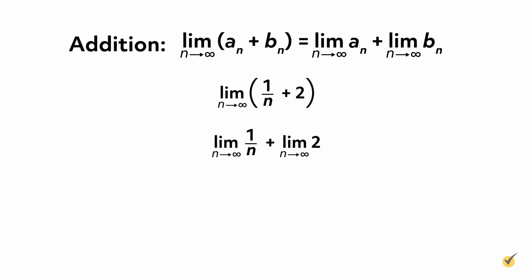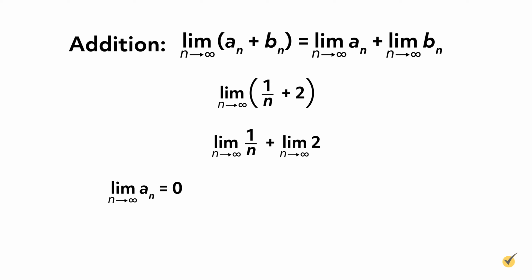We've already found that the limit as n approaches infinity of 1 over n equals 0, so we can say that the limit for the first term of our expression is 0. So the limit as n approaches infinity of a sub n is equal to 0. But what is the limit of 2? For any constant sequence, the limit is the constant.